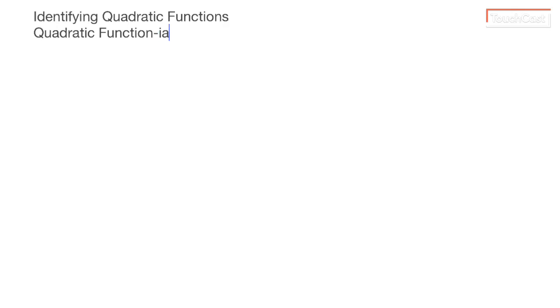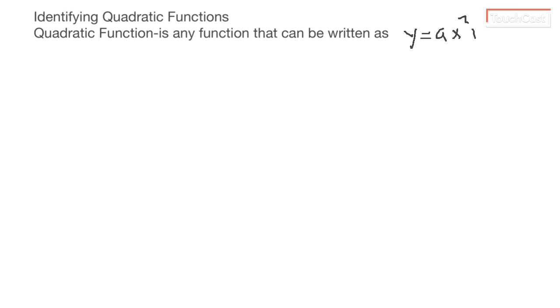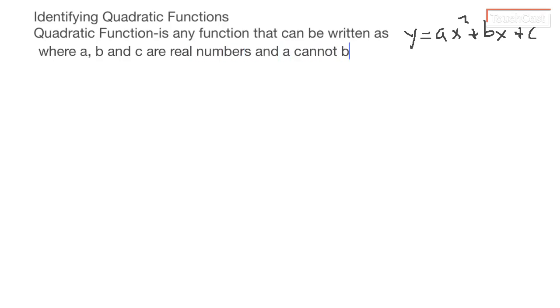A quadratic function is any function that can be written in the form y equals a times x squared plus b times x plus c, where a, b, and c are real numbers, and a cannot be 0.